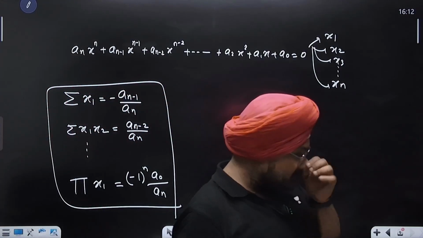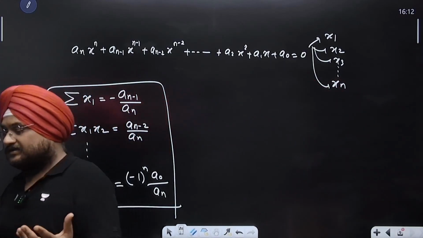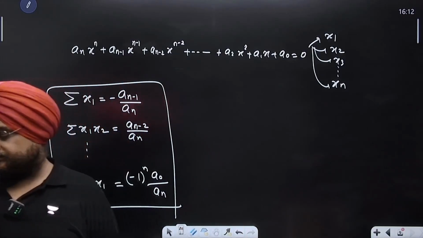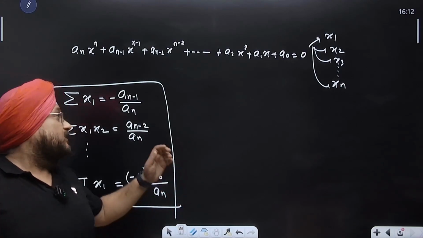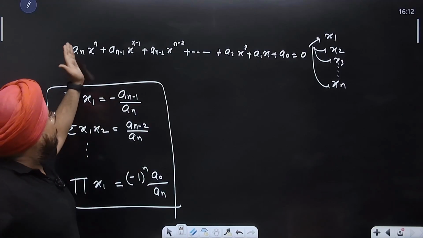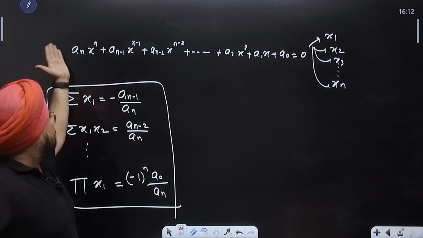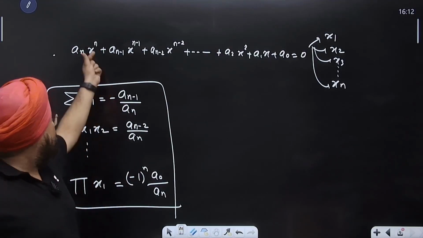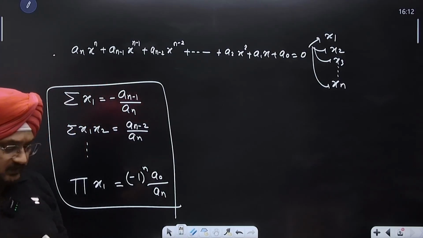Okay, so this is the relation between roots and coefficients of higher degree. We have seen quadratic, cubic, biquadratic and any nth degree equation. The concept is simple: take alternate plus and minus signs, and the coefficient of x to the power n minus 1 divided by the coefficient of x to the power n. In the denominator there will always be the leading coefficient.